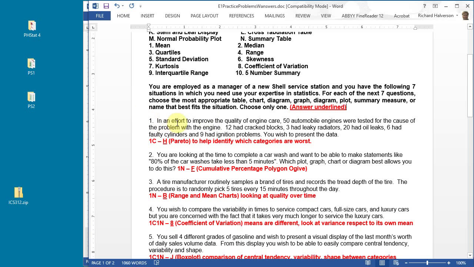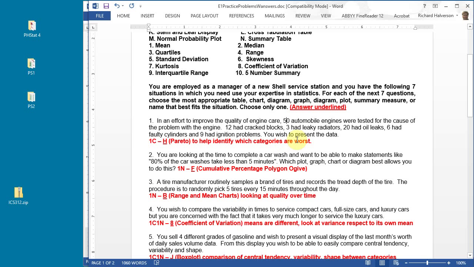So, number 1. In an effort to improve the quality of engine care, 50 automobile engines were tested for the cause of the problem with the engine. 12 of them had cracked blocks, 3 had leaky radiators, 20 had oil leaks, 6 had faulty cylinders, and 9 had ignition problems. If you add these up, you get 50. So we have categorical data. We've got 50 automobiles, and each one falls in one of these 5 categories.